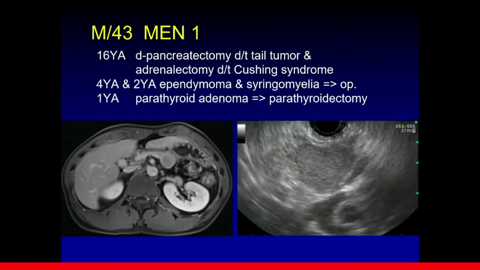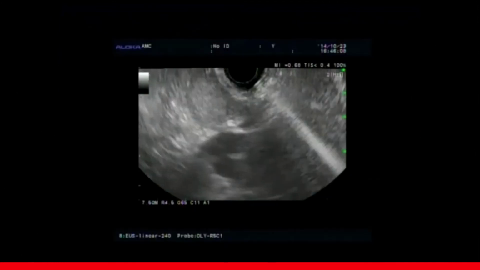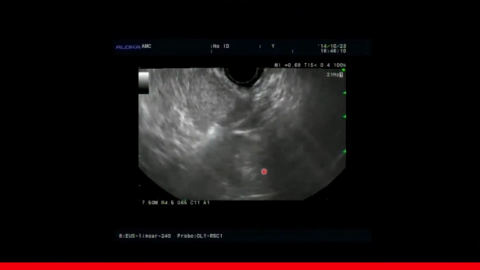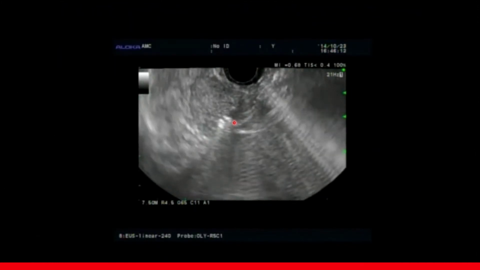This MEN type 1 case, and the patient already received multiple operations. Now we can see another NET in the resection margin of the pancreas. The patient refused any more surgery. So we decided to ablate this lesion by EUS-guided RFA.